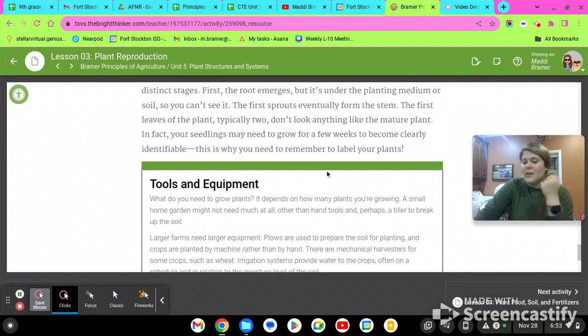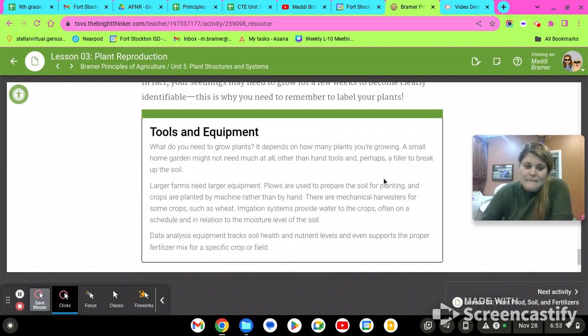So this is why it's really, really important to label your plants, okay? Especially if you're a grower and you're going to sell these plants. That way you know what you have, because they do all look very similar together.